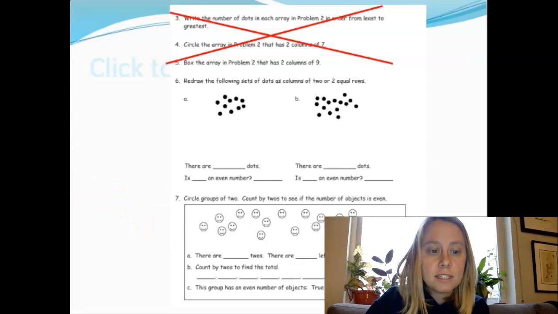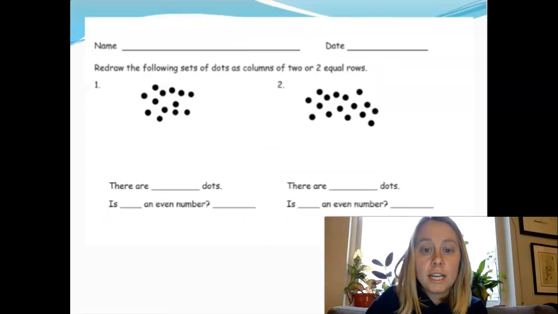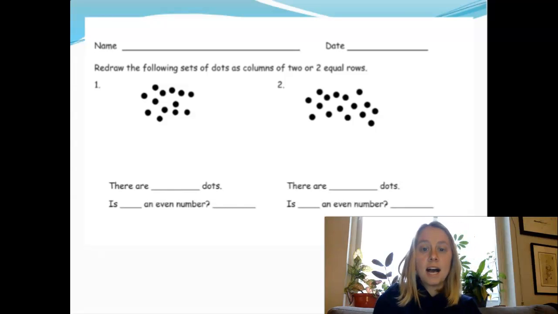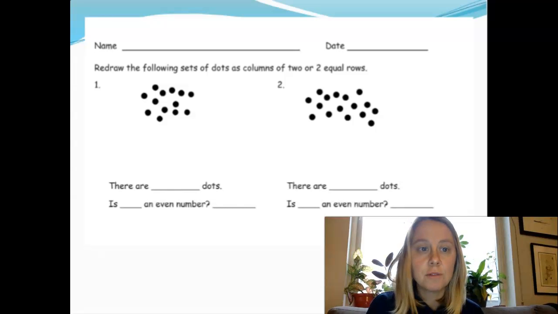Your exit ticket is pretty similar to number 6 here. So let's look at your exit ticket. You are redrawing the following sets of dots as columns of 2 or 2 equal rows. And then you're just telling me how many dots and is it an even number.